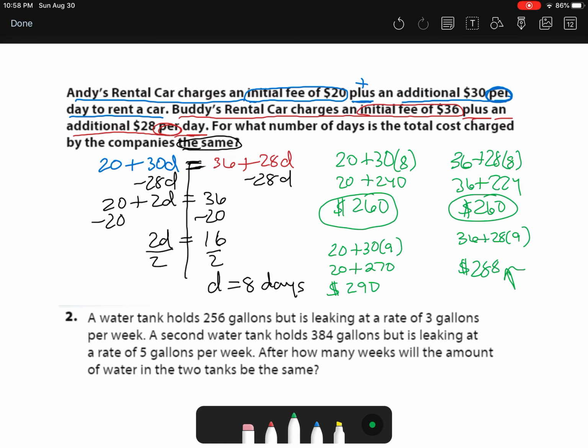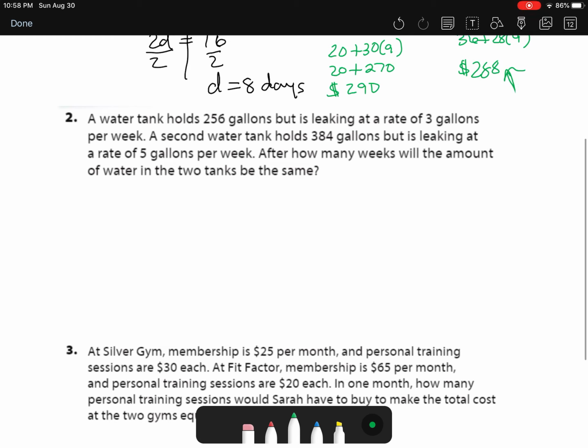Okay. All right, let's move to number 2. A water tank holds 256 gallons. So it's got 256 gallons of water. It's leaking at a rate of 3 gallons, there's that word per week. So we have this water tank. It has 256 gallons. Leaking means subtract 3 gallons per week, W for week.